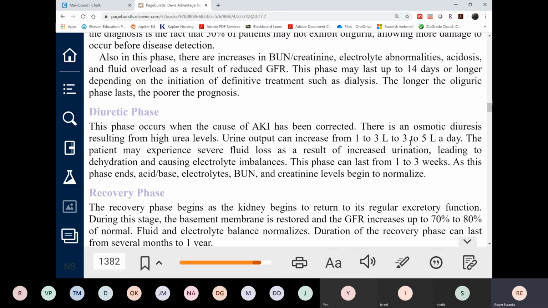And instead, what will we do during the diuretic phase? Fluids. Now we start replacing the fluids that they are losing through the urine.